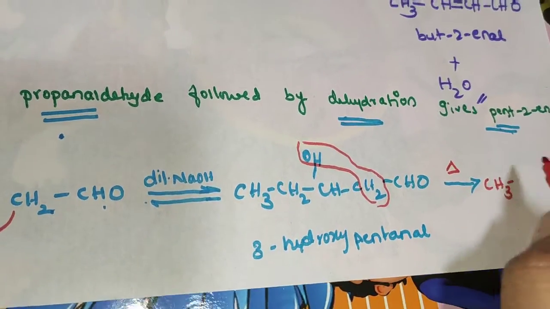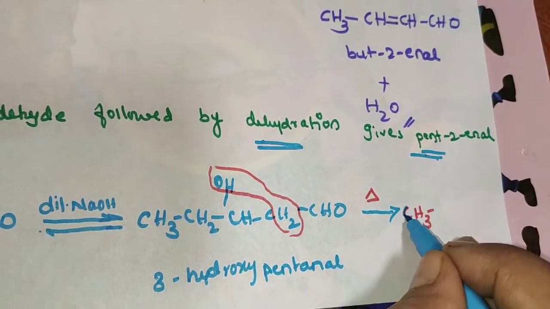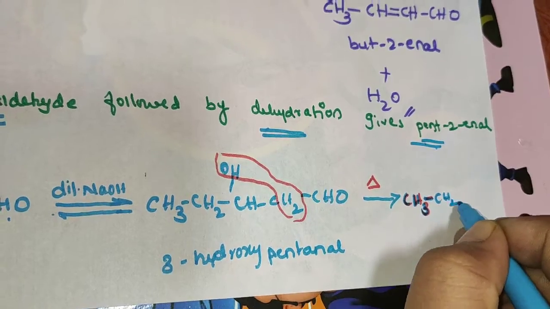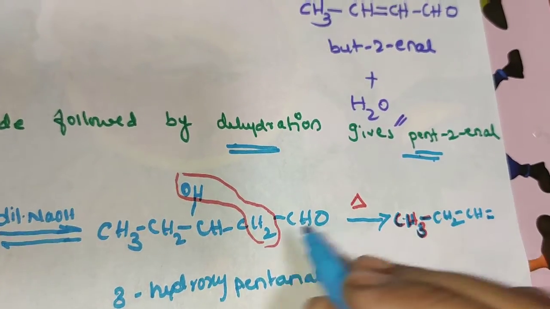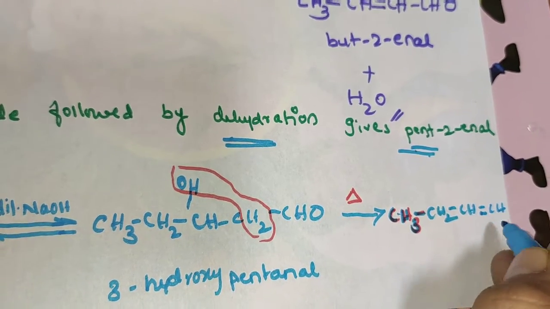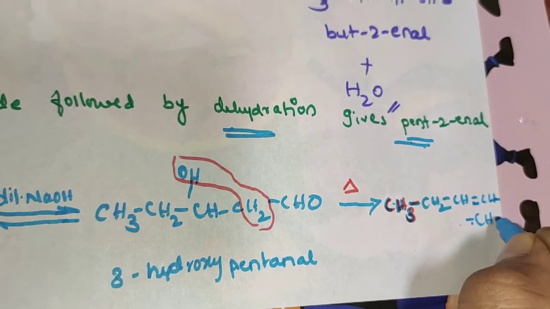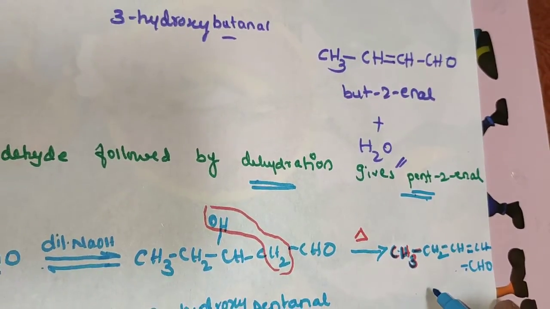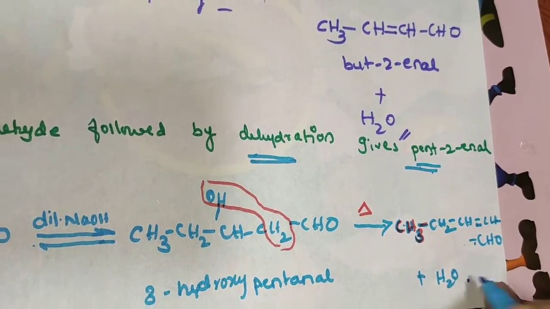So what is the possibility of product formation here? CH3 CH2 CH double bond. Now one hydrogen atom is removed, so it becomes CH and is bonded with this CHO. So this is 1, 2, 3, 4, 5. This is called the pent-2-enal product, and there is elimination of a water molecule.